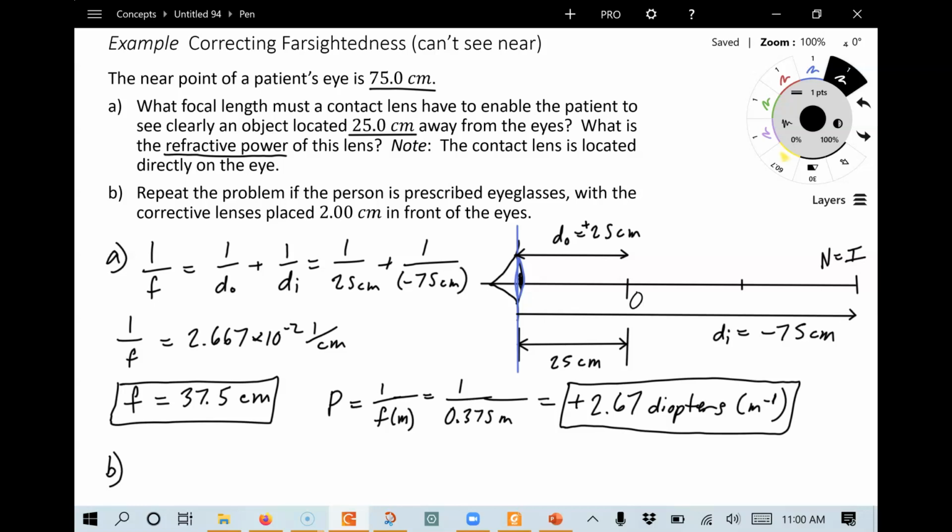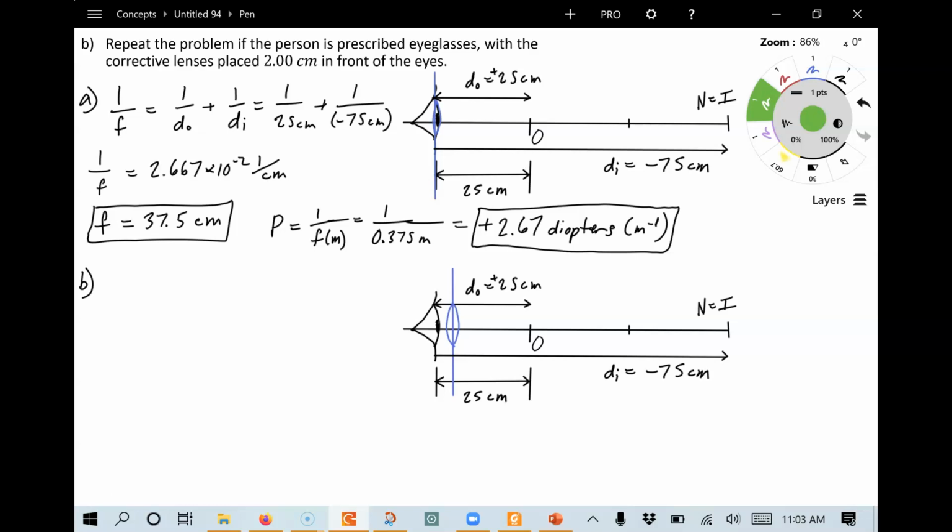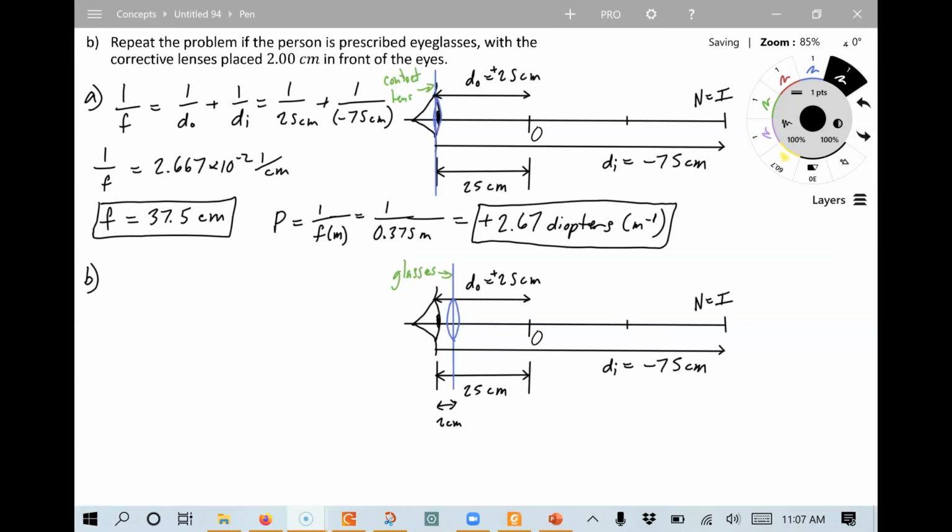So pause for a second as I move this. To allow us to see both configurations, I've just copied the previous one, but now notice that with the glasses, we've moved the lens so that it is 2 centimeters in front of the eye. So here's glasses. Of course, this was a contact lens right on the eye. And so now we've got a distance between the eye and the lens from here to here. That is 2 centimeters.